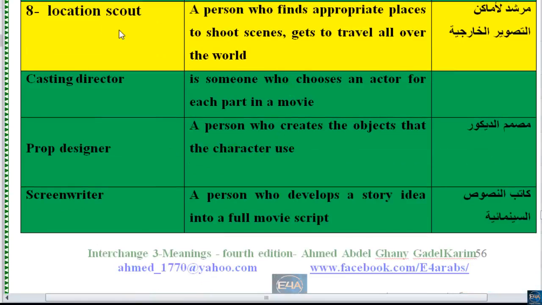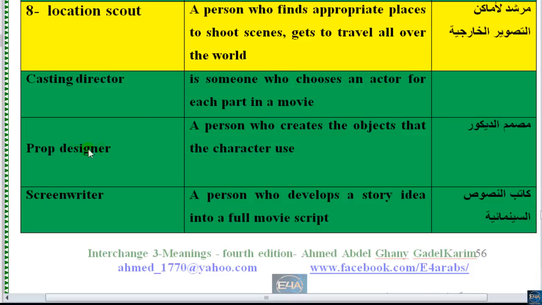Words of exercise number 8. Location scout, a person who finds appropriate places to shoot scenes. Gets to travel all over the world. Casting director is someone who chooses an actor for each part in a movie.